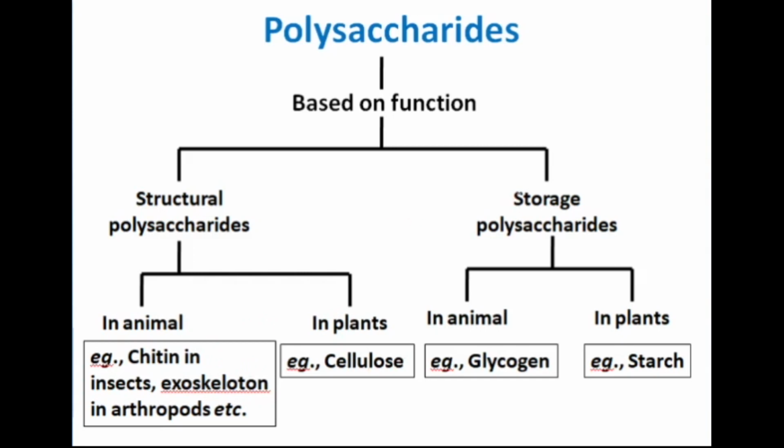Then this is the storage form of polysaccharide. Again, storage polysaccharide may be found in animals and also in plants. In animals, glycogen is the storage polysaccharide and it is stored in the liver, and that's a very important point for entrance exams. Then again, starch is the storage form of polysaccharide which is stored in plants.